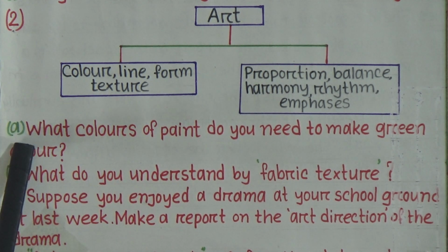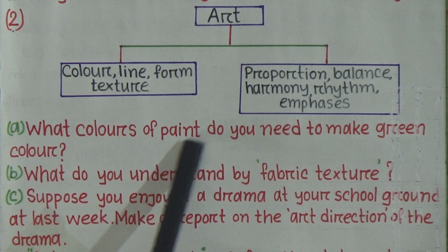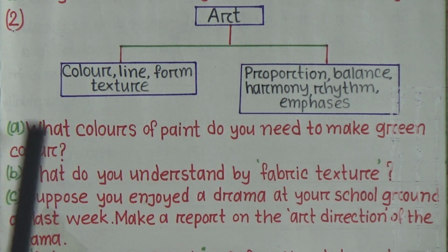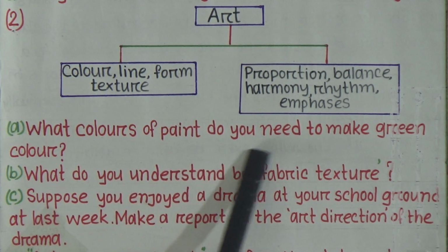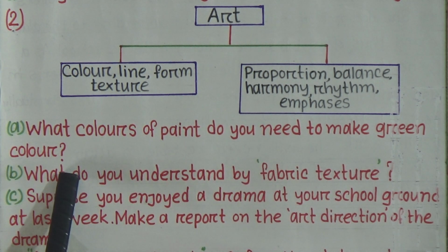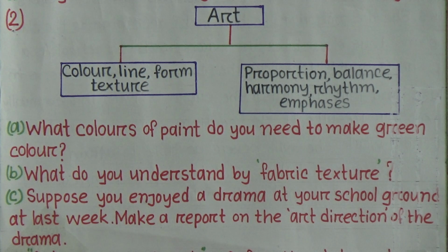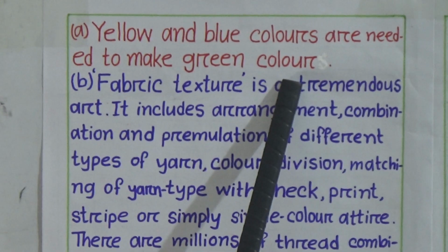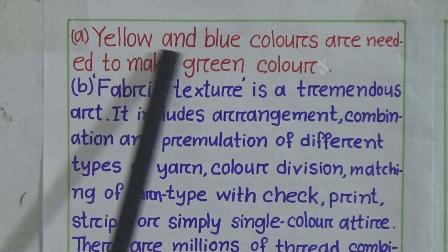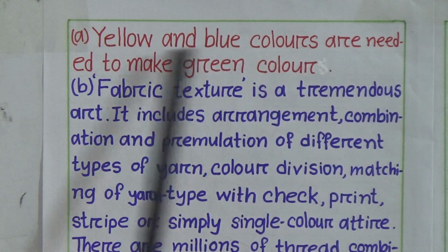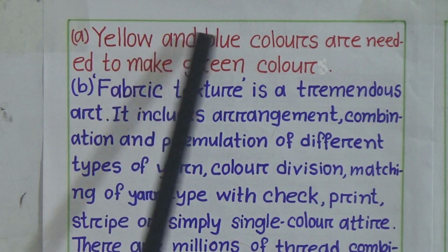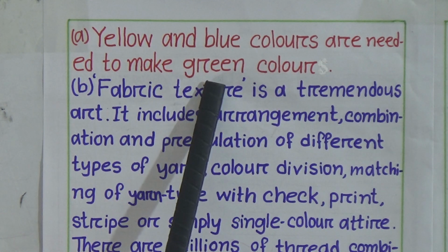Our first question is, what colors of paint do you need to make green color? Students, do you know what color of paint we need to make green color? Yes, I hope you know the answer. Yellow and blue colors are needed to make green color. That means when we mix yellow and blue, we'll find green color.